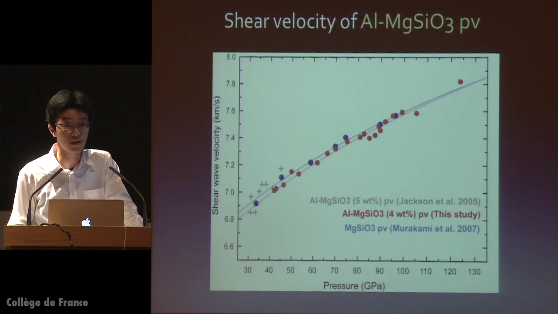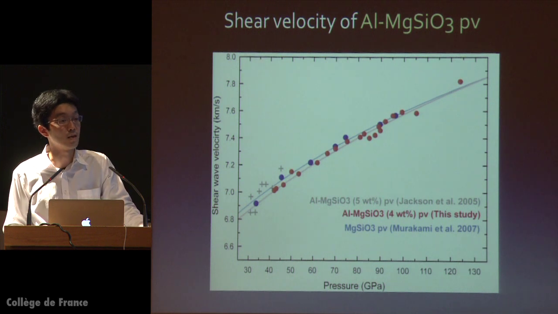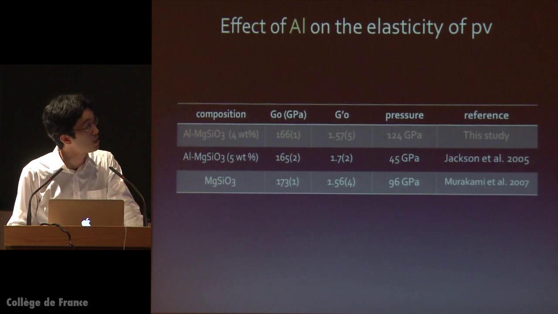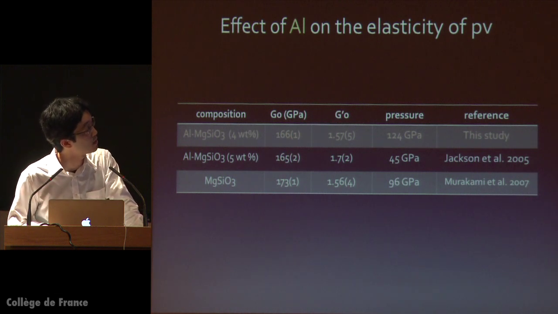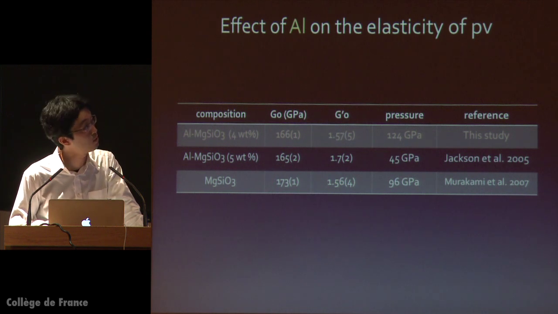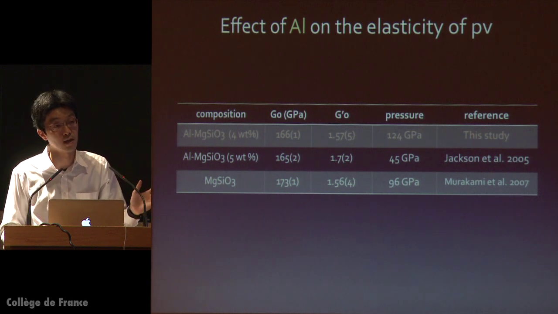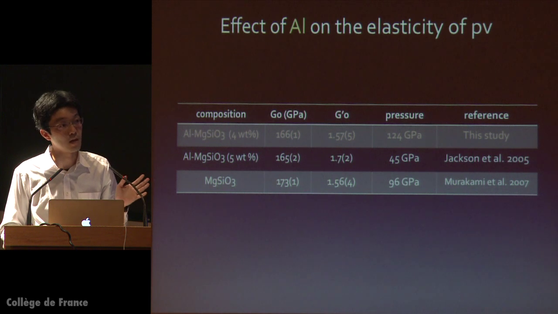As you can see in this figure, the effect of alumina seems to be very small. The result demonstrates a slightly smaller shear modulus relative to the pure MgSiO3 perovskite. However, the pressure derivative of the shear modulus is almost the same as pure MgSiO3. This means that the effect of alumina is very small in terms of the elasticity.